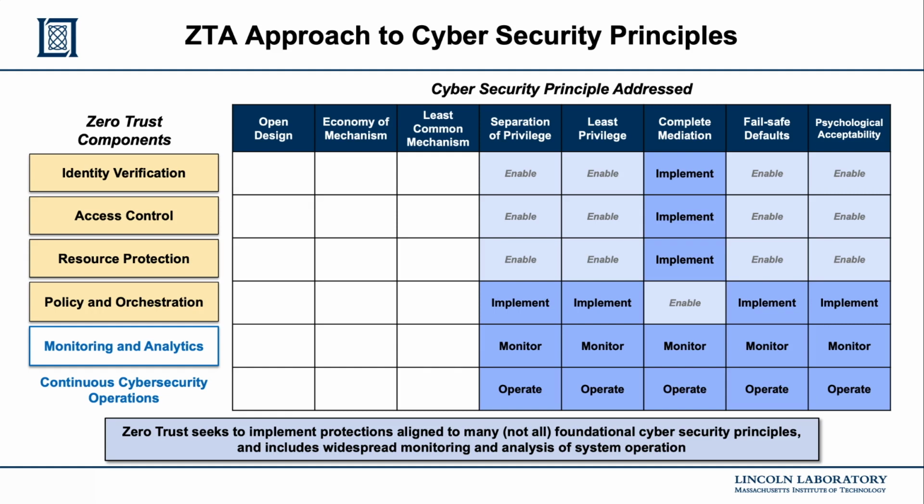And lastly, I think we want to make the point of what's not addressed here. And so that is these principles of open design, economy of mechanism, and least common mechanism. Zero Trust is really not trying to implement them because their focus is to root out zero-day vulnerabilities. And that's not the focus of Zero Trust. A Zero Trust architecture might be designed in a way so that you mitigate the impact of a zero-day vulnerability if it's exploited by an attacker, but it's not trying to reduce the likelihood that any system has a zero-day vulnerability within it.